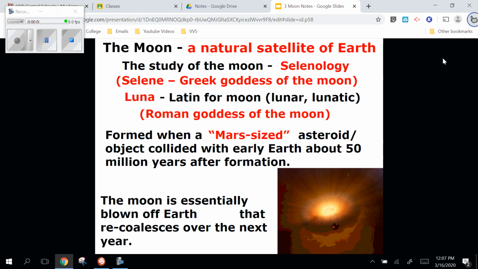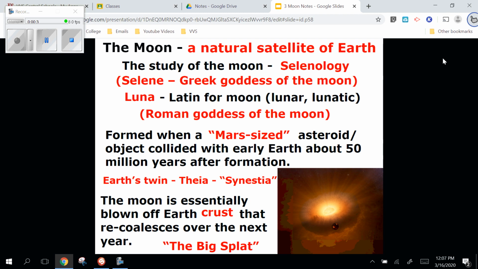We think the moon formed when something about the size of Mars collided with early Earth. We think it's essentially some blown off Earth crust mixed with this other object. We named it Theia. Call that the big splat. Notice we have a big and everything.